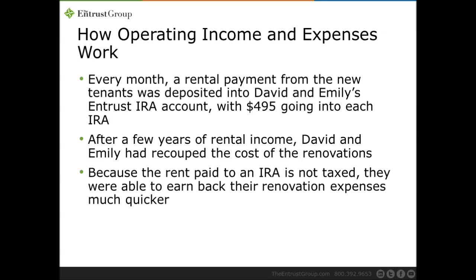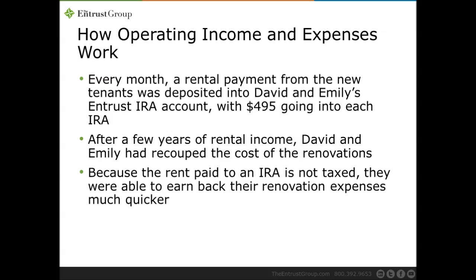So every month, a rent payment from the tenants was deposited into their Entrust account, $495. So almost $1,000 was what it rented out for. So $495 went into each IRA each month. After just a couple of years, they had already, just in rental income, recovered the cost of the renovations.